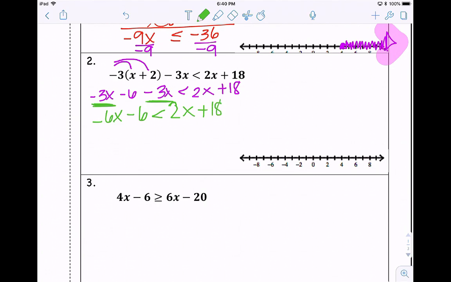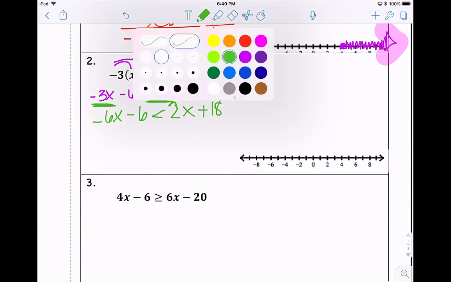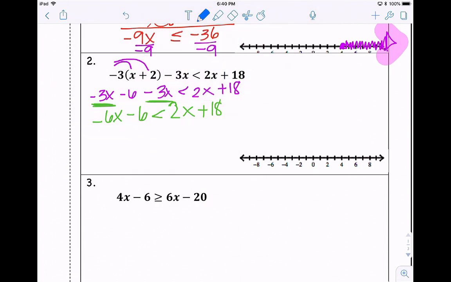All right, now I need to get all my variables on the same side. So you have a couple of options here. You could move the -6x to the right or move the 2x to the left. It doesn't matter. I'm going to move to the left. So I'm going to subtract 2x. We do the opposite to move it across the symbol. So subtract 2x from one side, I subtract 2x from the other side. Okay, then I simplify. -6x minus 2x is going to be -8x. I'm going to bring down my -6 is less than 18.